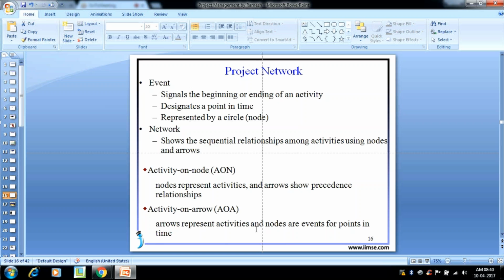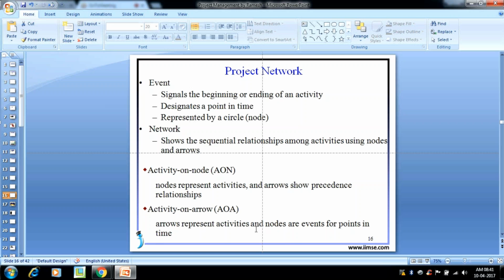A network shows the sequential relationships among activities using nodes and arrows. That means a network here means a network diagram, and we show the relationships among the activities with nodes and arrows. In activity on node, nodes represent activities and arrows show precedence relationships. And one more is activity on arrow, where arrows represent activities and nodes are events, or points in time.